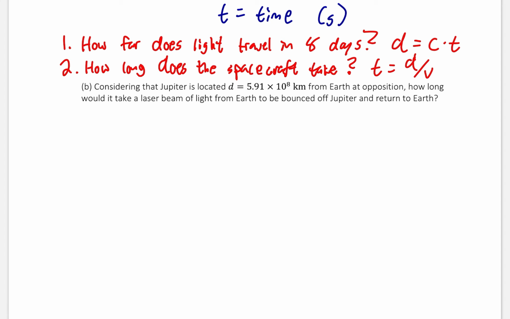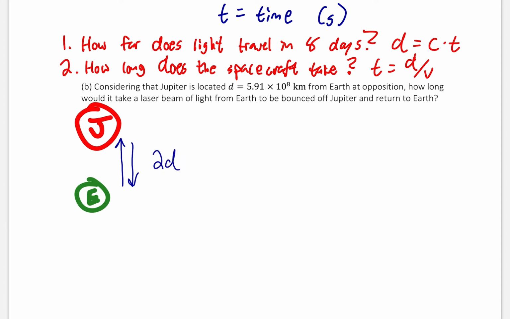And how long would it take a laser beam of light from Earth to be bounced off Jupiter and return to Earth? So quickly to wrap this up, we would have Earth right here, we would have Jupiter up here, and then we'd have a distance between the two, but we know that the light needs to go to Jupiter and then come back. So I could draw that like going to Jupiter, bouncing, and coming back. So that means that our total distance is 2D. So we could just use 2D in our equation, and then we know that our velocity is C.